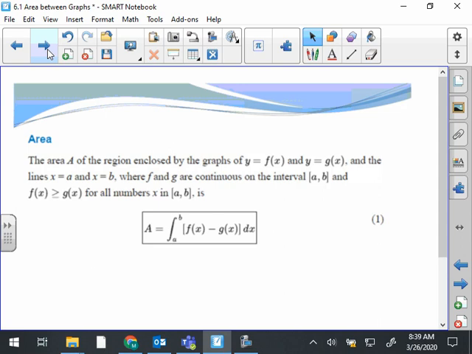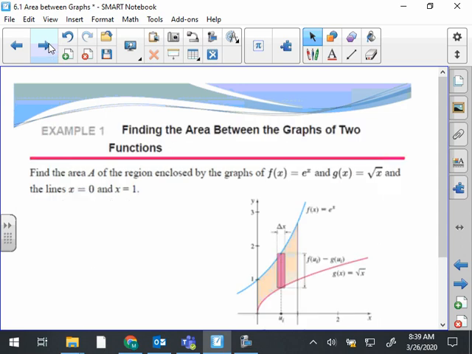So here, to define the area, we're going to take the integral over that interval. Okay, so we're going to take the first function minus the second function. All right, let's see an example of this.